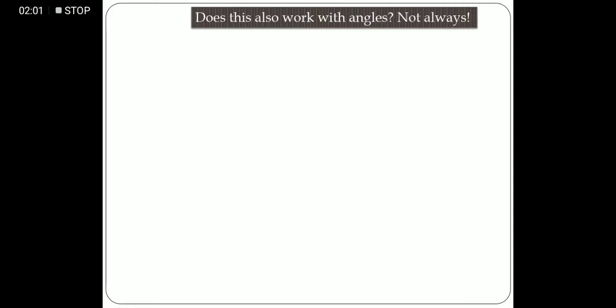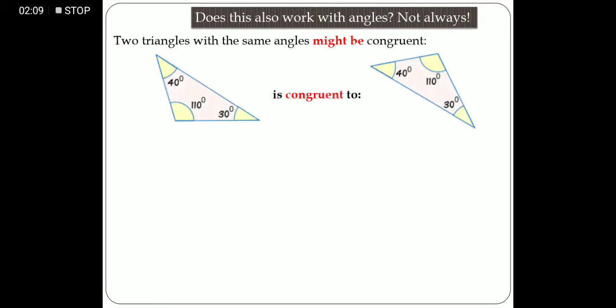But does this also work with angles? It's not a rule. It's not always true. If they have the same measure of angles, here for example 30, 40, and 110 degrees, in our case here they are congruent. If we put them on each other, they fit exactly.